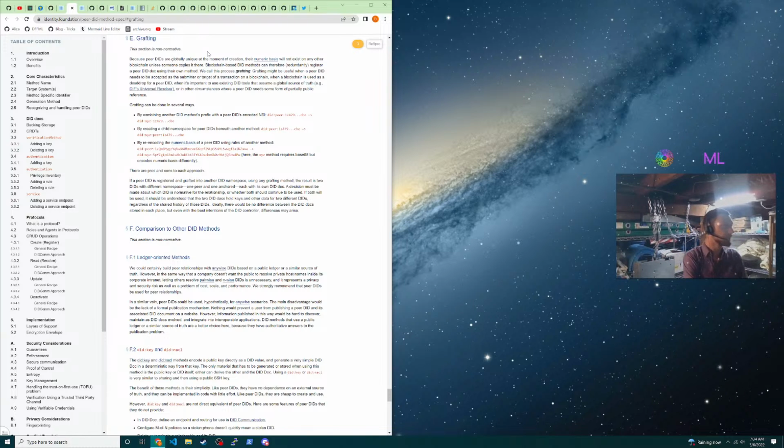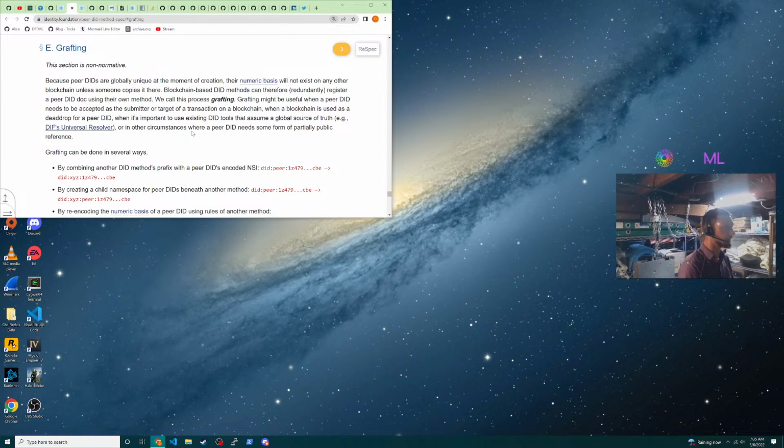Grafting can be done in several ways by combining another DID's method prefix with a peer DID's encoded numeric basis. So we swapped out the namespace here, I think. Okay, by creating a child namespace for the peers beneath the other method, or by re-encoding the numeric basis of the peer DID. We'll make this bigger.